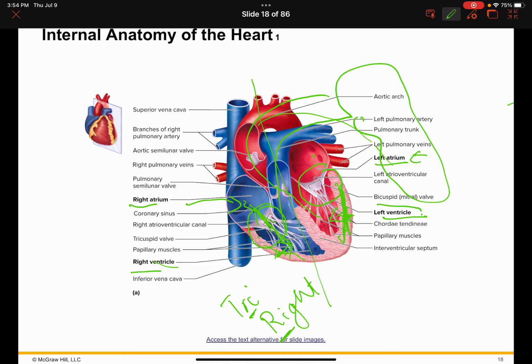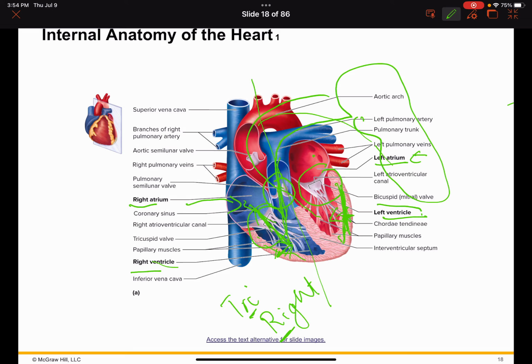The other one is the pulmonary semilunar valve, this one over here, that controls blood leaving the right ventricle. Once it comes here, it goes to pulmonary circulation. Once it's pumped into the pulmonary trunk, this valve closes, so the blood won't come back to the right ventricle.